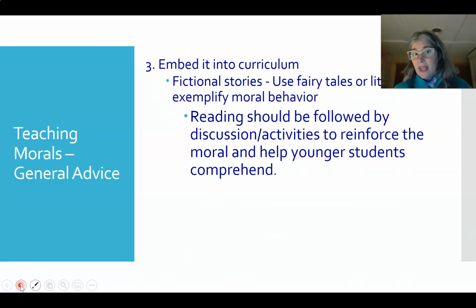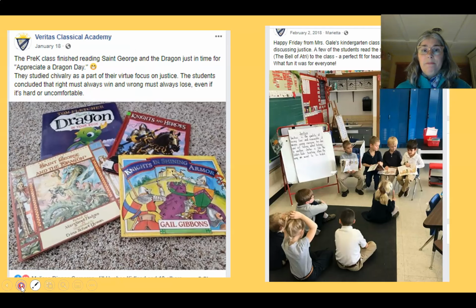So adding to what we have here in terms of embedding it into the curriculum, reading the story alone is not sufficient. You will see as we move on in Piaget stages that younger children aren't able to make that sort of a figurative connection easily. So it needs to be followed up with discussion and activities. You need to really reinforce what the moral is to help your younger students to comprehend it. Here are some examples. So here we have a pre-K class, finished reading St. George and the Dragon just in time for Appreciate a Dragon Day, and they talked about its relation to chivalry and justice and so on.